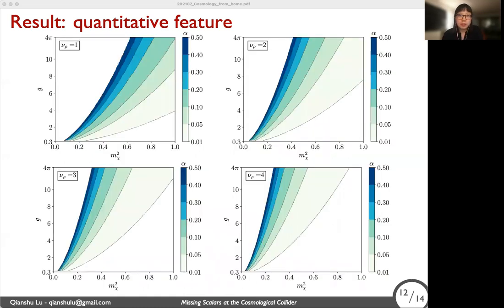Now here are similar plots, but for higher values of rho mass. So the index mu rho is increasing. And we see that when the rho mass is heavier, the signal is smaller for the same value of m chi squared and g, which makes sense since again, the signal we're considering is a space-dependent correction to the rho mass. But if the original rho mass is large, it cares less about the space-dependent correction it's getting.